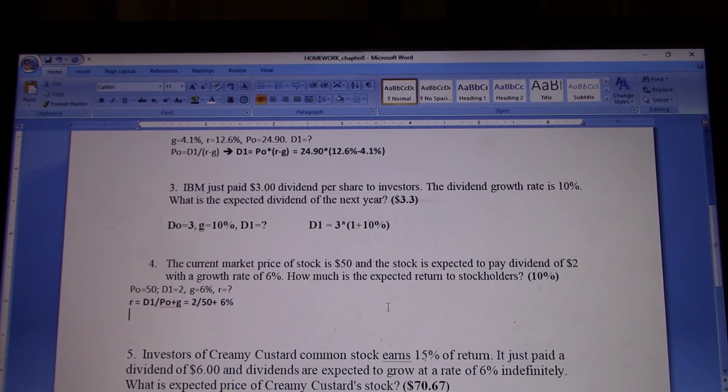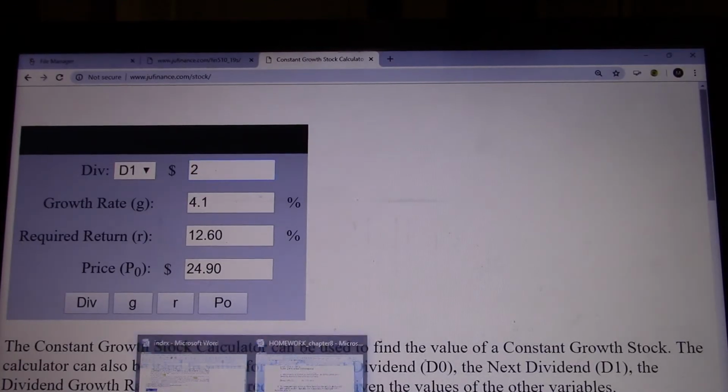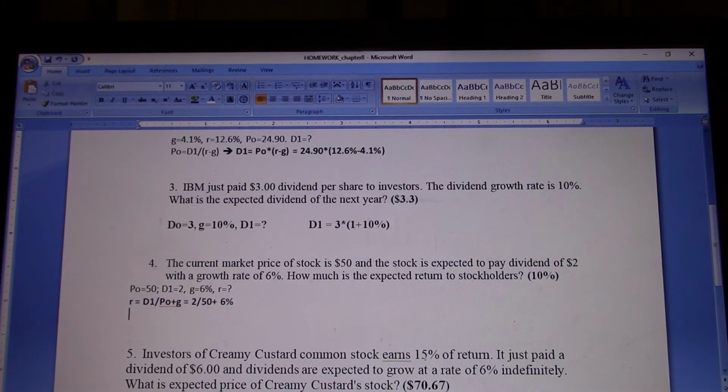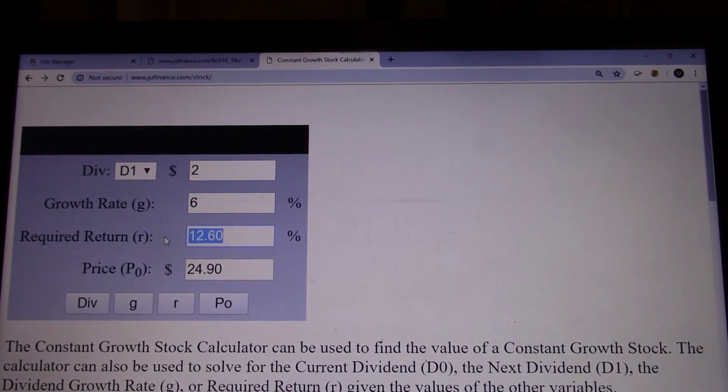So D1 is $2, 6% for G, and the stock price is 50. 6% is for G, the stock return is the question mark, and 50 is the stock price. Now let's click on this R button.